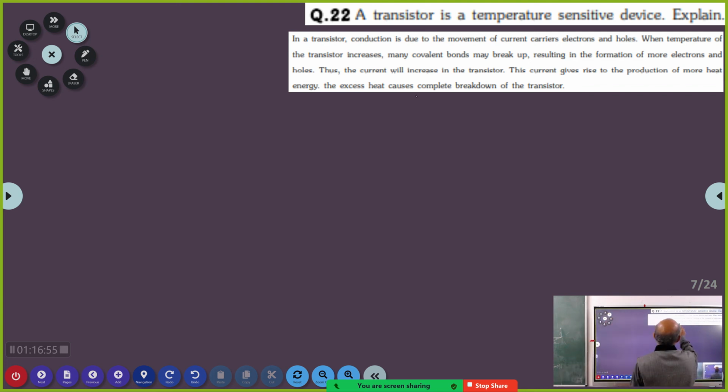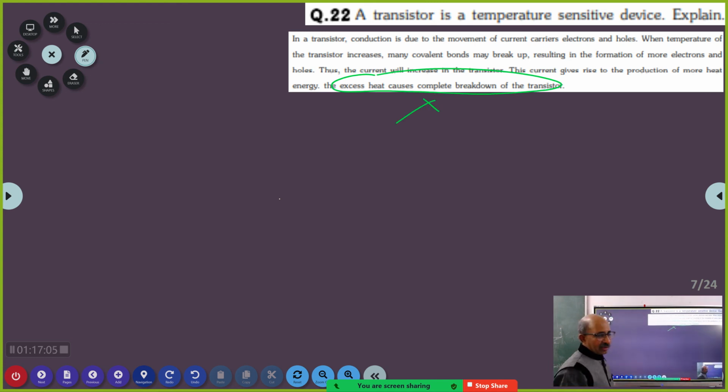Excess heat, complete breakdown and all, don't write on this. This is not necessary to read. You can just say it is temperature sensitive.